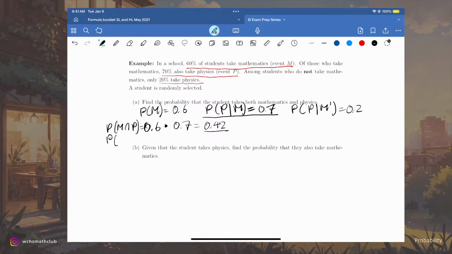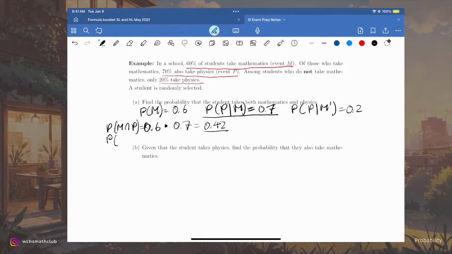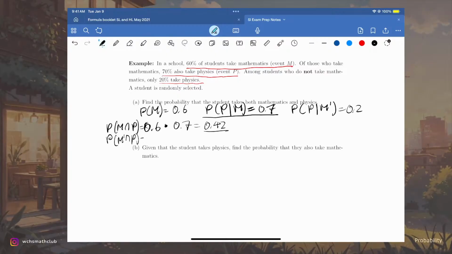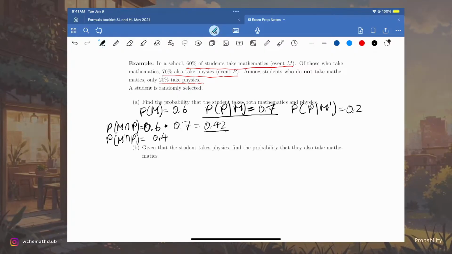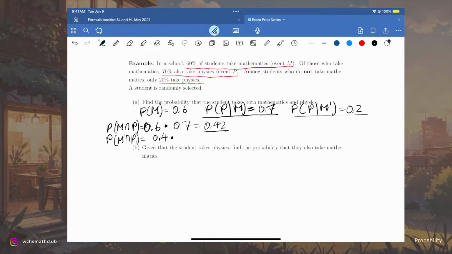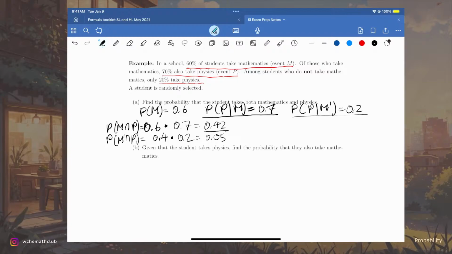And then the probability that they do physics given that they don't do mathematics. The probability that they do mathematics is 0.6, so the probability that they don't do mathematics is 0.4, and then we're going to multiply that by this, which is 0.2, and we get 0.08.